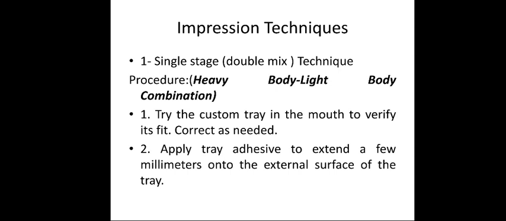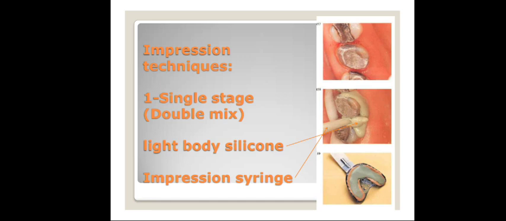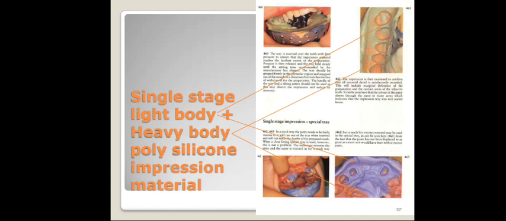The single stage. For impression, the body of impression material must be built from heavy body elastomeric impression material, and the area that will reflect the fine details of the teeth and the finish line and gingiva must be reflected by light body impression material.